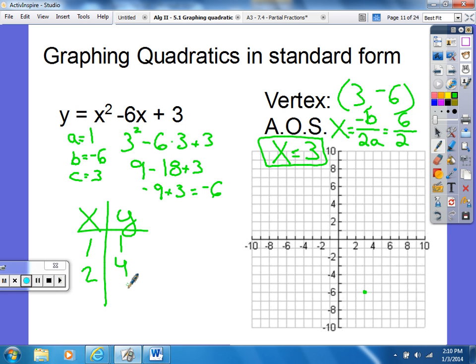Yeah. So from the vertex, I go over 1 and up 1 on both sides. Go back to the vertex and go over 2 and up 4. Over 2 and up 4. And I draw my U. That's it. That makes sense?